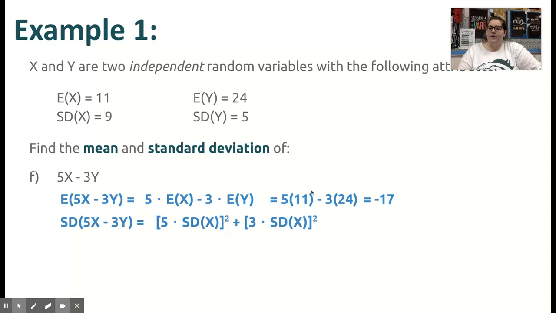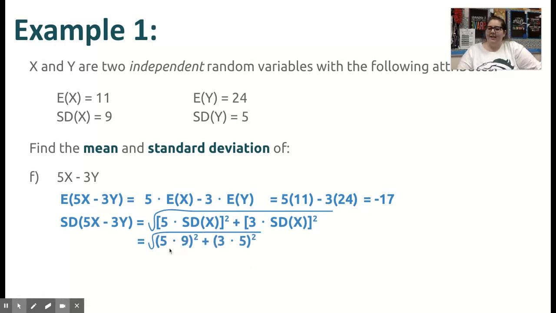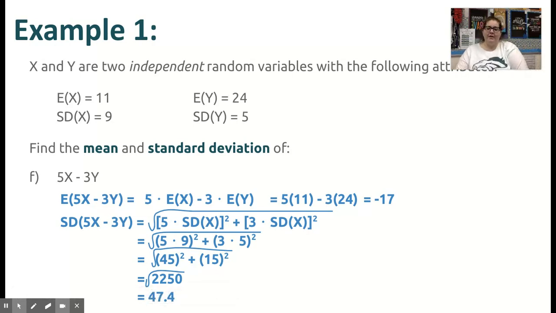So that's why I'm squaring them, right? I do the scaling for each variable, I square them to get their variances, and I add them to get the combined variance. And then I'm going to square root it to get the standard deviation. So we end up with 5 times 9 squared plus 3 times 5 squared, and then square rooted that, which gives me, that shows up on the bottom, about 47.4.